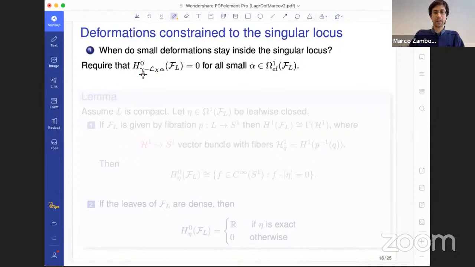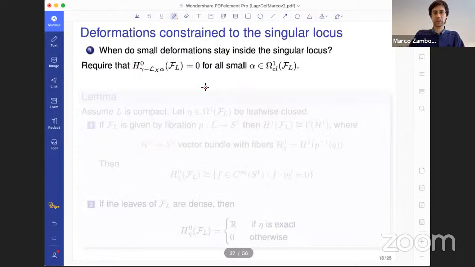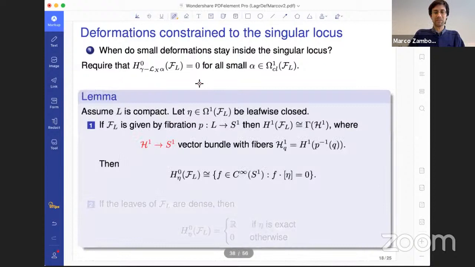This is just because of how the equation governing the deformations looks like. So you want to find f that in particular satisfies this, so it has to be closed with respect to this twisted differential. Okay. So this suggests computing H0 of the foliated twisted cohomology in general. And well, okay, so we did this.